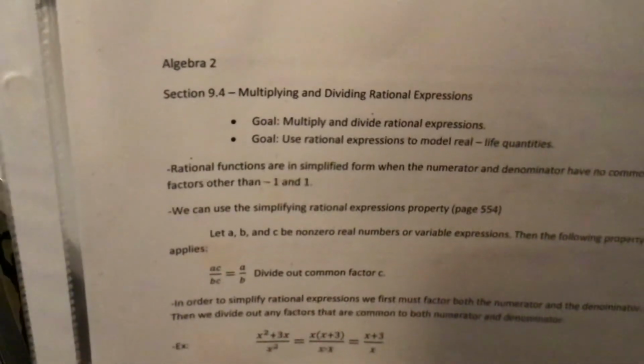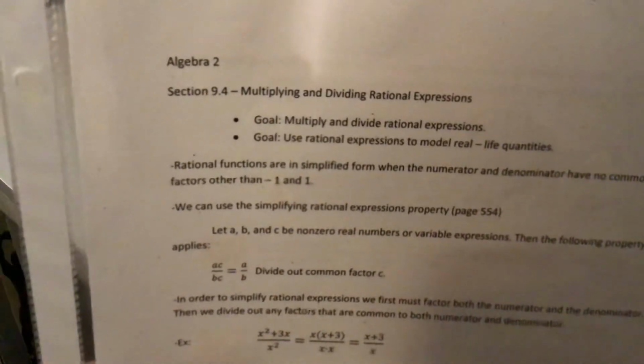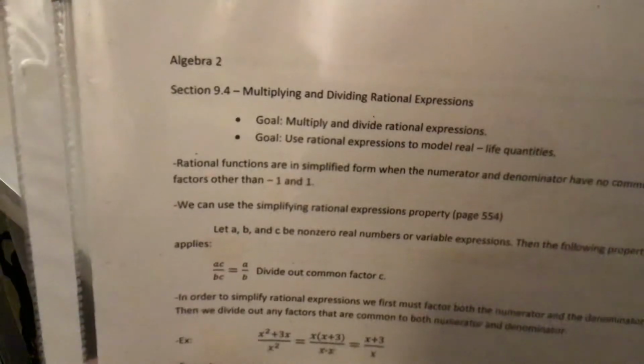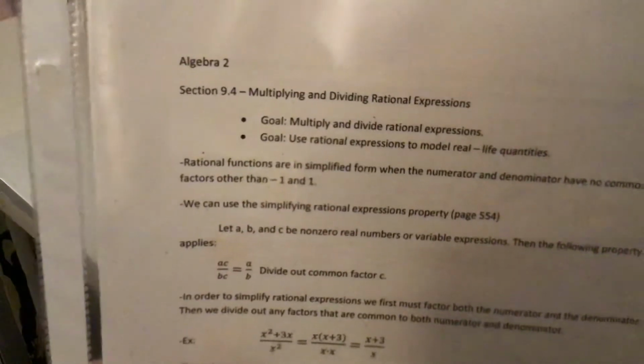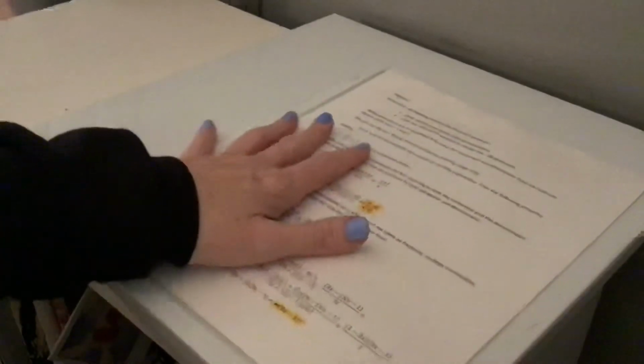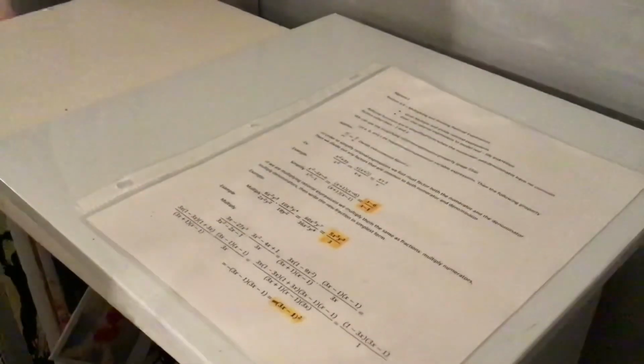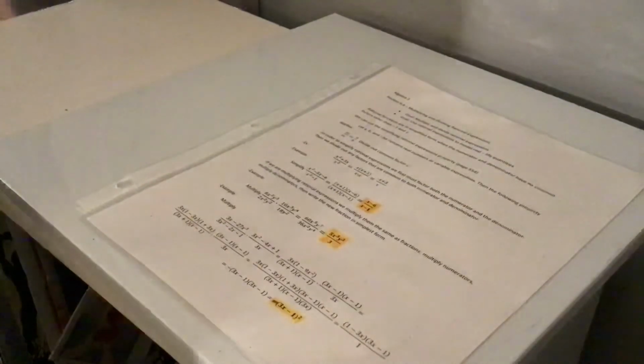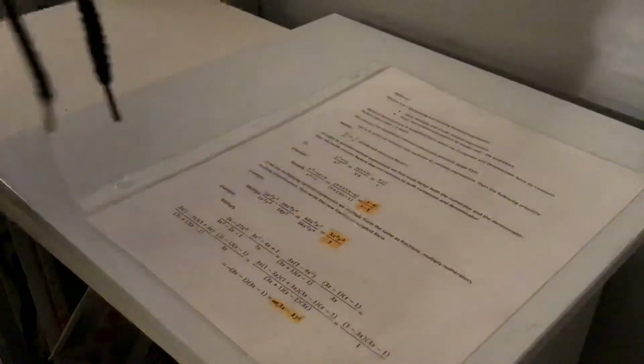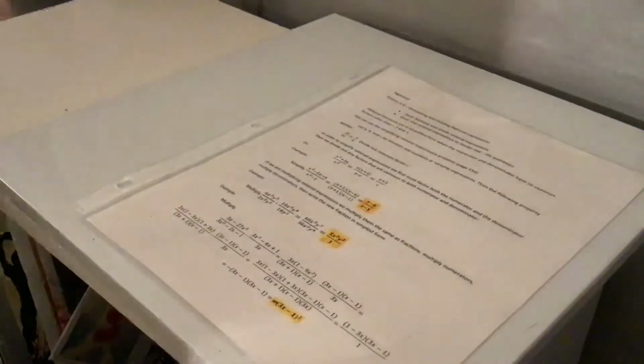All right, more on rational functions. So 9.4, we are multiplying and dividing rational functions. Recall that a rational function is very similar to a fraction, except you have a polynomial in your numerator and in your denominator. The first thing we have to look at is how we simplify them. Just like a fraction, you are looking to cancel out common factors.